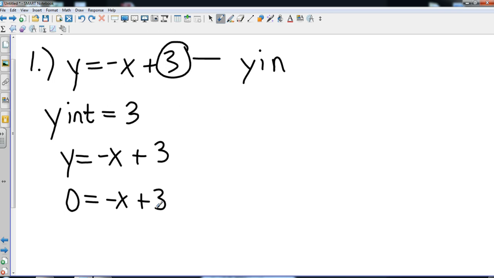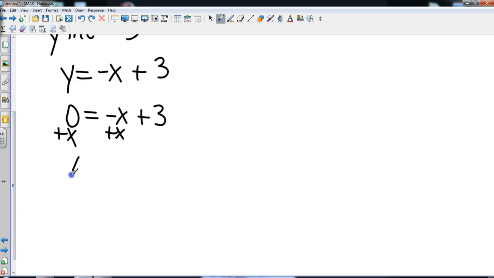Okay, and that's going to leave me with negative x, right? How can I end up with positive x in one step? Nope. How can I end up with positive x in one step? I can do it right now. Nope. What if I just added x to both sides? Instead of the 3, what if I took the x to the other side by adding it? And that gives me an answer of x equals 3.